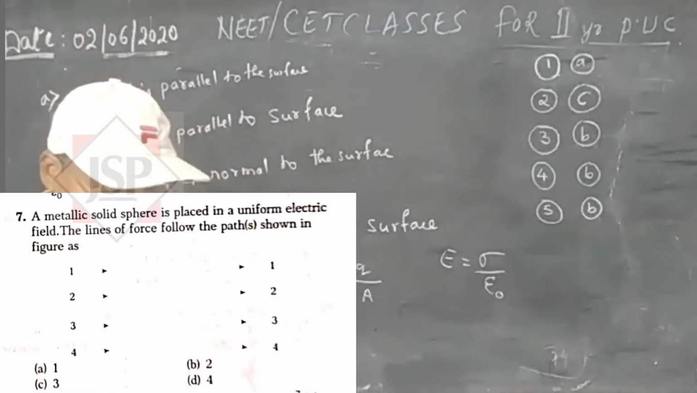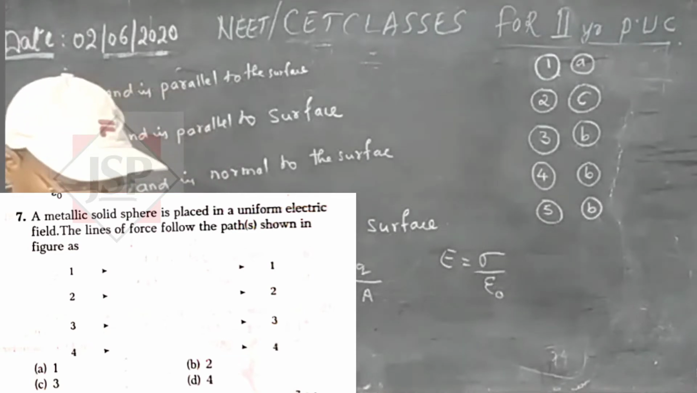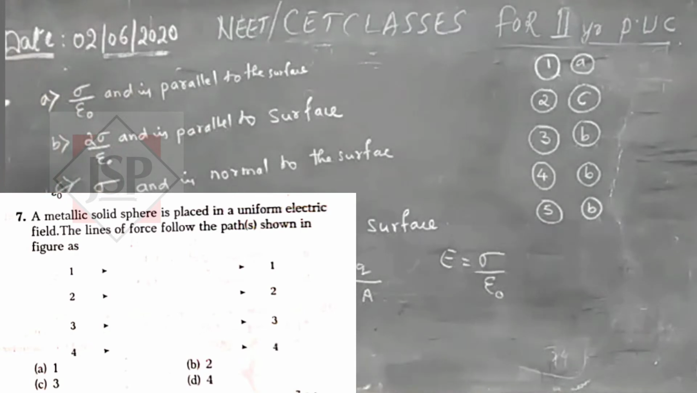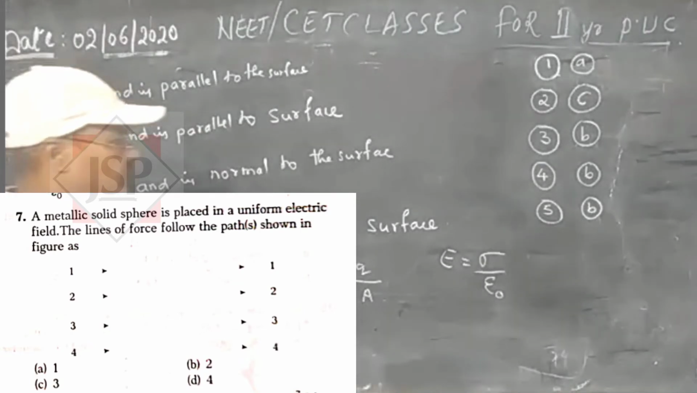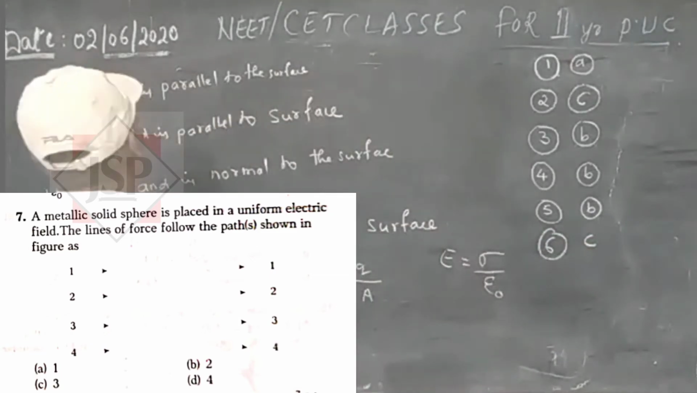A metallic solid sphere is placed in a uniform electric field. The lines of force follow the path shown in the figure. Okay, so the sixth one, the answer is C only.